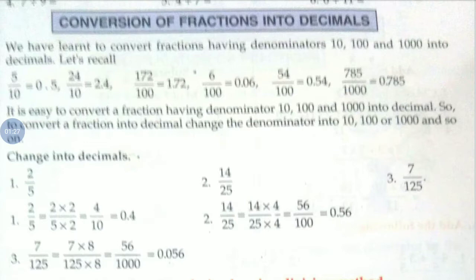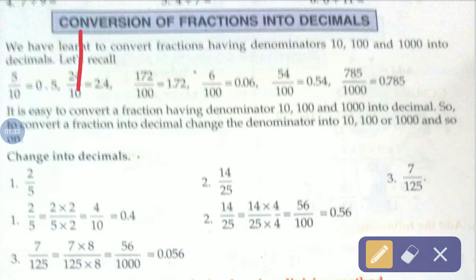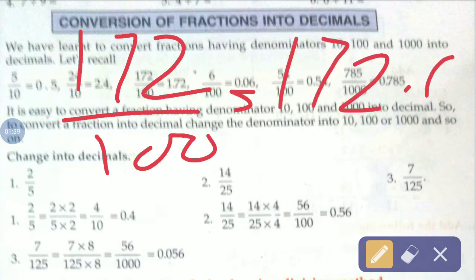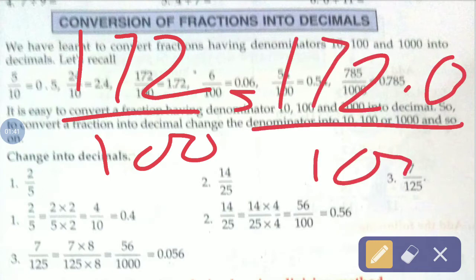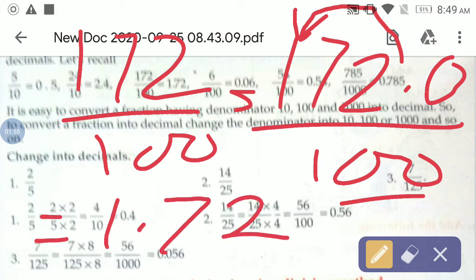If now it is 172 upon 100, then what we have to do? It means that it is 172.0 upon 100. If the decimal point is not there, then it means that after the number the decimal point is there. So it is 100, so your decimal point is going to shift by 2 digits. So you will get the answer 1.72.